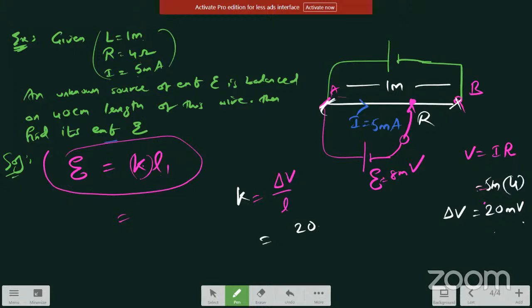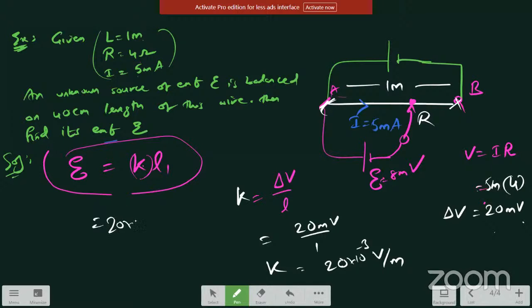So 20 millivolt per 1 meter. So it became 20 millivolt per meter. Don't get confused, this is milli. Or else let us write it as 20 into 10 power minus 3 volt per meter. Okay, so this is comfortable, volt per unit length. So this is how we found the potential gradient. Put this value here. That's simple.